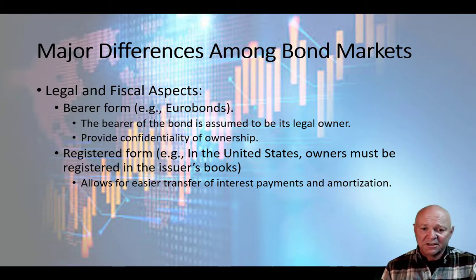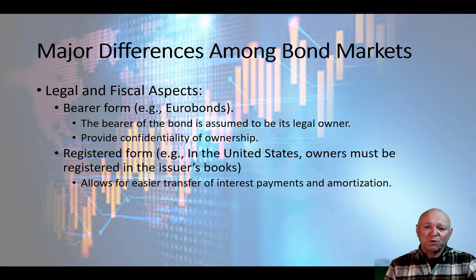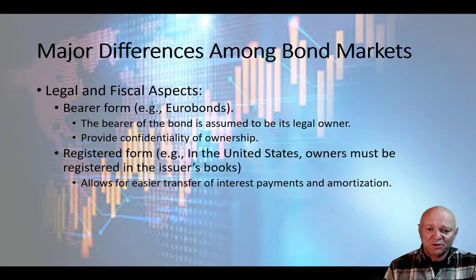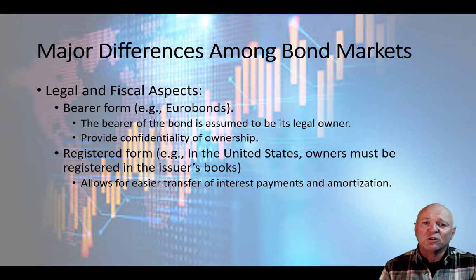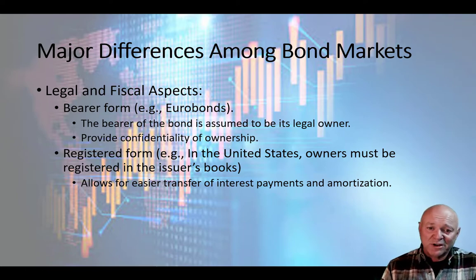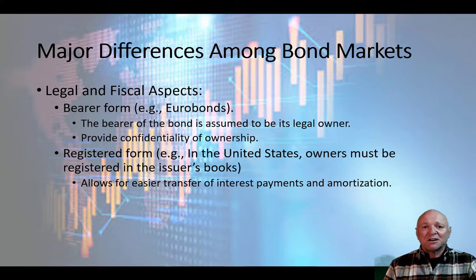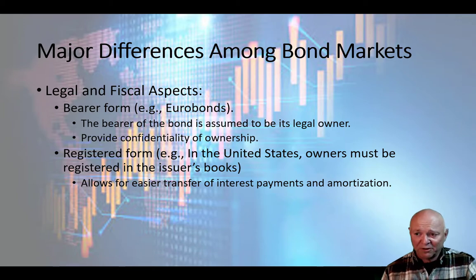the Eurobond case, we use things like bearer form. The bearer of the bond is assumed to be the legal owner. In the United States, we much more likely have a registered form where the owner is registered in the issuer's books, and that information is held by a legal custodian, usually one of the larger banks. The registration form allows for easier transfer of interest payments, provides a standard registry that's available to the company, and it makes it easier to calculate the amortization of the principal value.